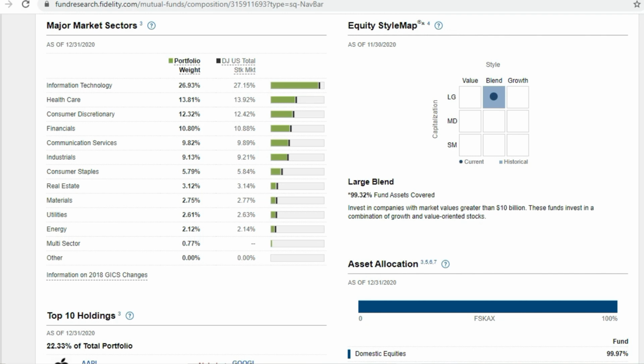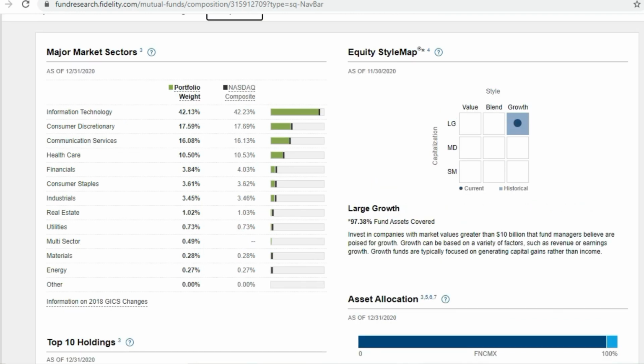But we're going to see a significant difference with the Fidelity Nasdaq Composite. You'll see here that 42% of the assets are in the information technology sector. And then we've got 17% in consumer discretionary, 16% in communication, and then 10% in healthcare, with very few holdings in financials, consumer staples, industrials, and real estate.